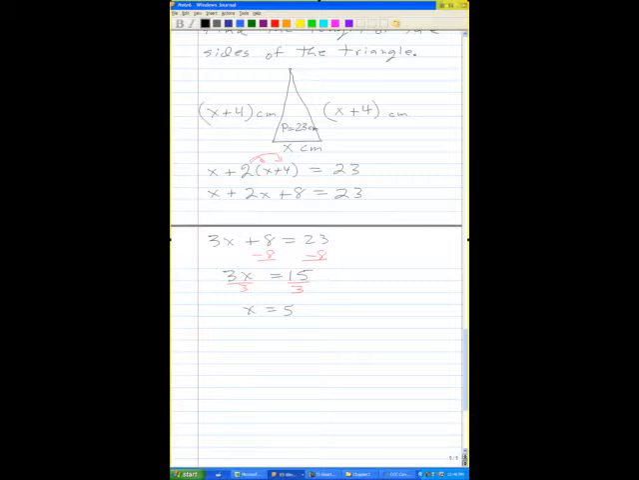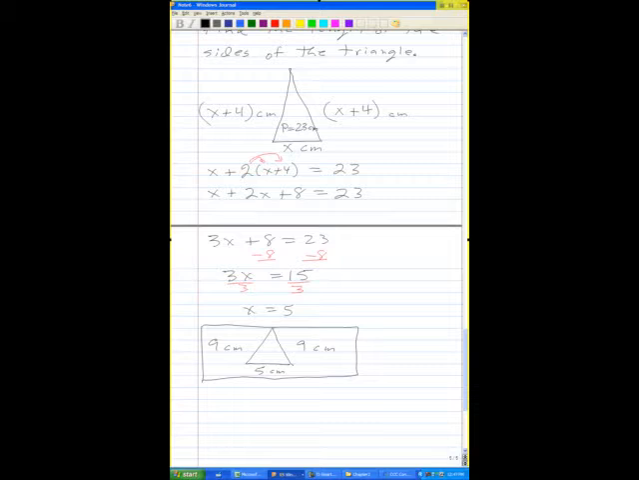And so find the length of the sides. And so my triangle looks like, well, this is 5 centimeters as a base. Then each of the sides are 4 centimeters longer, so 9 centimeters and 9 centimeters. So notice the distance around: 9 plus 9 is 18 plus 5 is indeed 23 centimeters. And so this is my triangle. Those are the lengths of each of the sides.